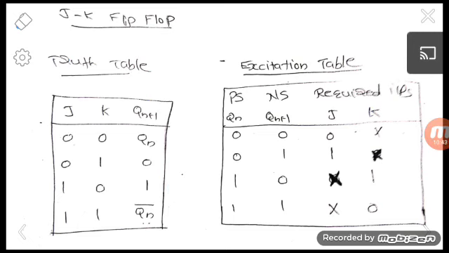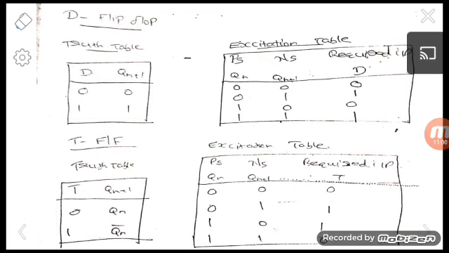So in that case, when we are observing the truth table, j can be 0 or 1 but k is always 0. Okay, for the first and third condition, j can be 0 or 1, that is x, but k is 0. Okay, so this is the excitation table of a JK flip flop. Okay, and next one is the excitation table of a D flip flop.